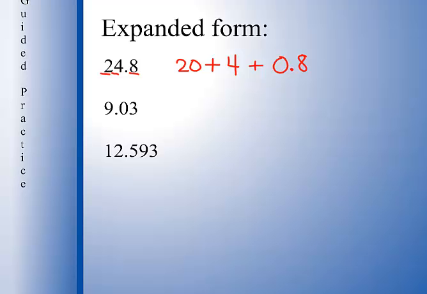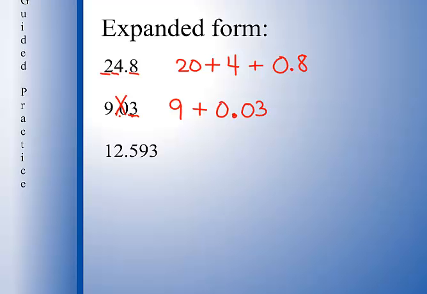The next one, 9 is just in the whole numbers, so we have 9, plus, and we really don't have to worry about that 0, it's just a placeholder, but we have a 3 in the hundredths spot. Notice it's 2 spots away, so I know 2 spots have to be there.